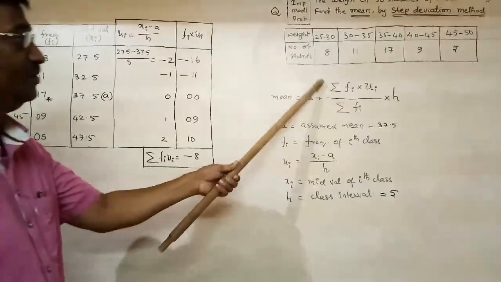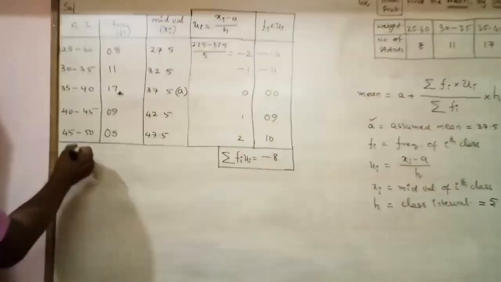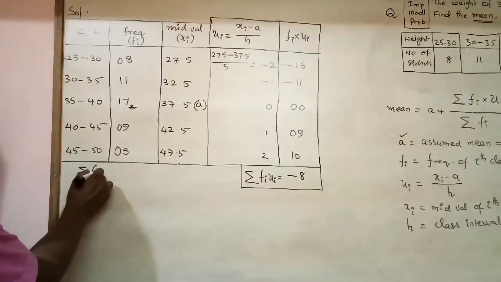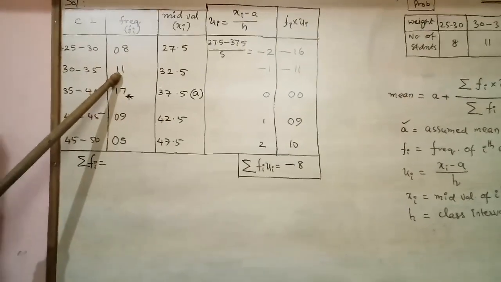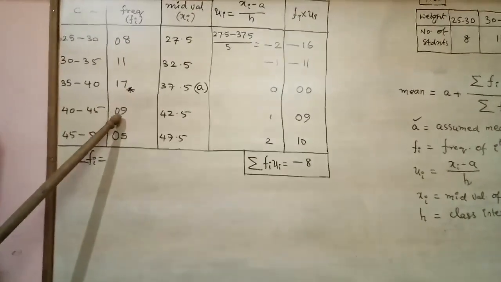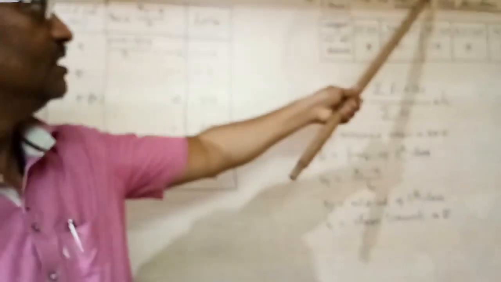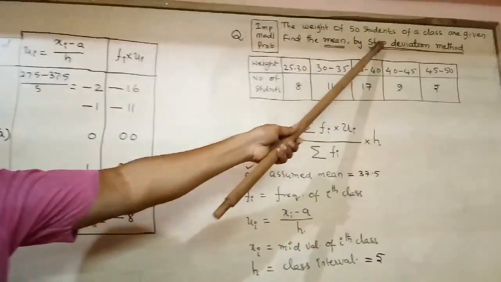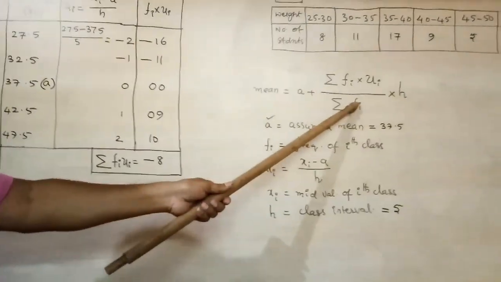Therefore we got the numerator. Sigma fi means the sum of the frequencies: 17 plus 11 is 28, plus 8 is 36, 36 plus 9 is 45, 45 plus 5 is 50. In the question also, we have been given 50 students. Like that, we got sigma fi as 50.